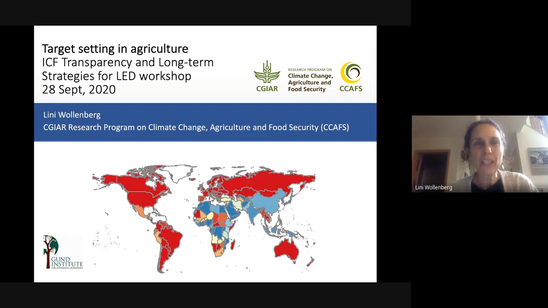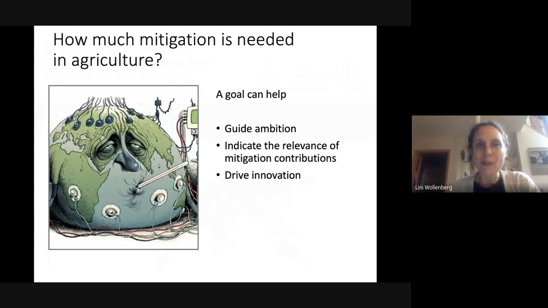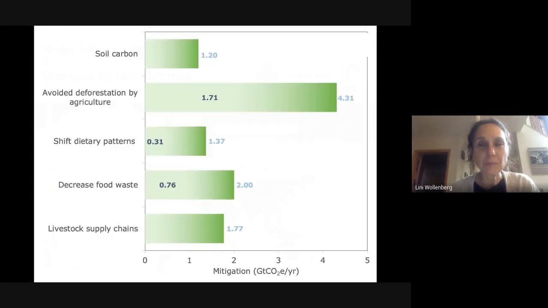All right, I'm going to be talking about target setting in agriculture. So how much mitigation is needed in the agriculture sector? We rarely talk about the goal for emissions reductions, but a goal can help guide ambition, can push us to have more ambition. It can indicate the relevance of our progress. Are we 80% of the way there, or 100% of the way there, or 20% of the way there? And it can also drive innovation. Maybe we need new technologies in order to reach our goal.